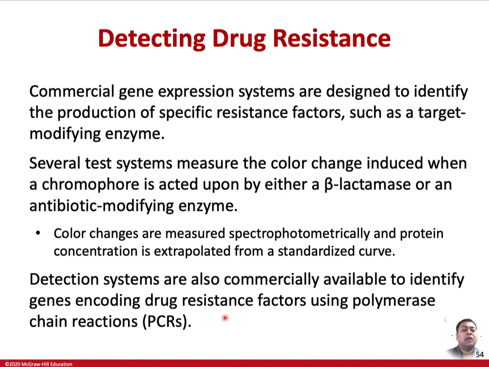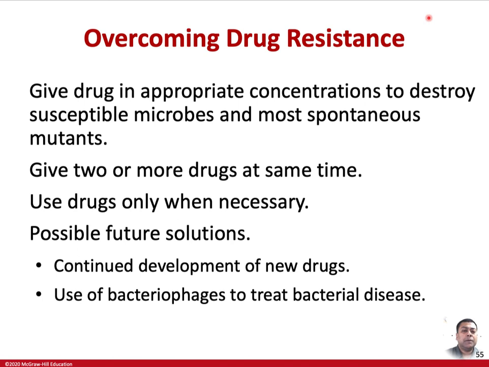We also use a lot of antibiotics in farms, in animal feed. Those can lead to resistance as well. To minimize the increase in resistance, we need to stick to narrow spectrum antibiotics, and broad spectrum antibiotics should be used sparingly, only when there is not a proper diagnosis. Some of the concerns are: give the drug in appropriate concentration to destroy the susceptible microbes and most spontaneous mutants. Usually if two or more drugs are given at the same time, we minimize the chance of getting resistance, and use drugs only when necessary.